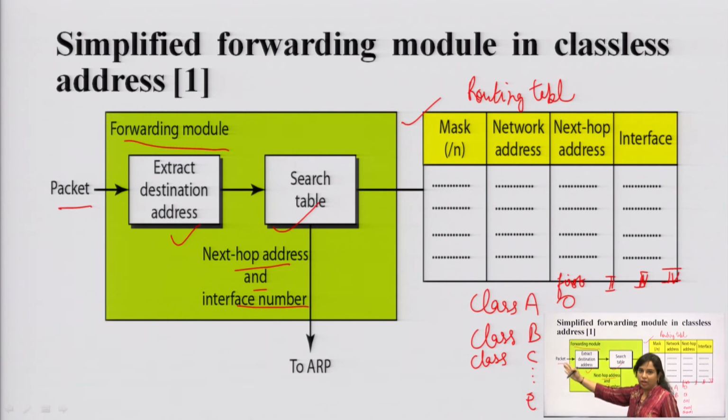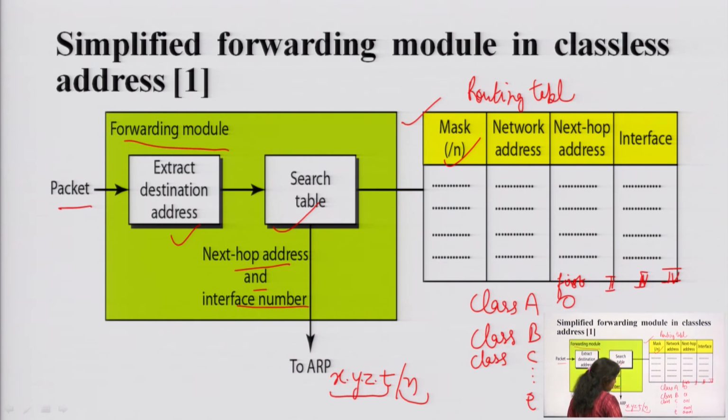After the packet has been transferred to this forwarding module, it will be transferred to this exact destination address, and it is going to search from this. This consists of the mask, denoted by n. If you remember, for IPv6 we used this type of notation, in which this is the address and this is the mask, this is the mask number. So, from here we can find out what type of mask it has used, then this is the network address, next hop address, and this is the interface. If any kind of interface has been used between the two devices connected to a network, that is mentioned over here.